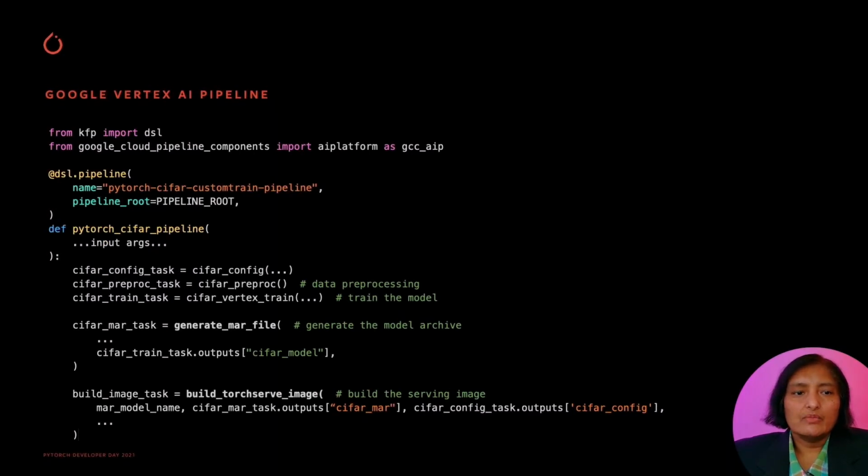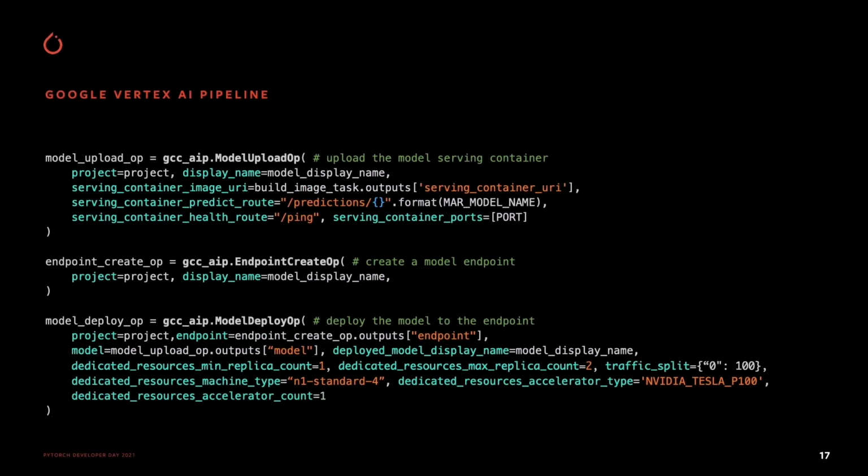So you start off by defining your pipeline. You will do the pre-processing and train your model. Once your model is ready, you will generate the MAR file for deploying on the TorchServe side, and then build the TorchServe image. You invoke the model upload op for uploading the model serving container, then call the endpoint create op for creating the endpoint, and finally call the model deploy op for deploying the model to the endpoint, and you can configure things like accelerator type and traffic splitting. And then you can hit the deployed model for your actual inferencing requests.